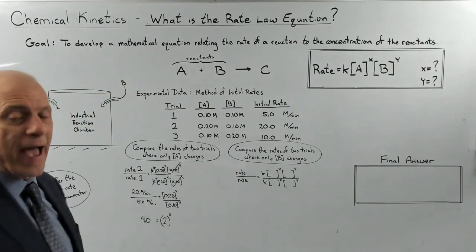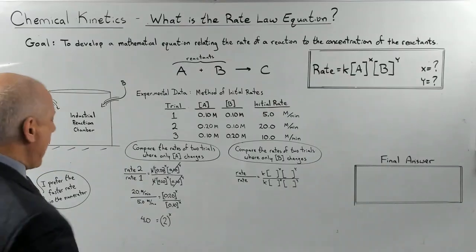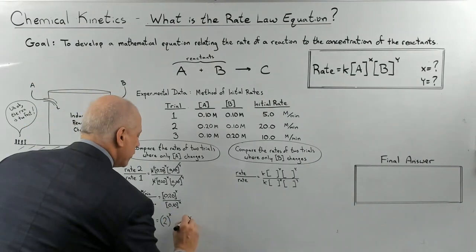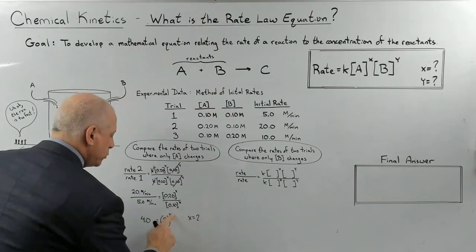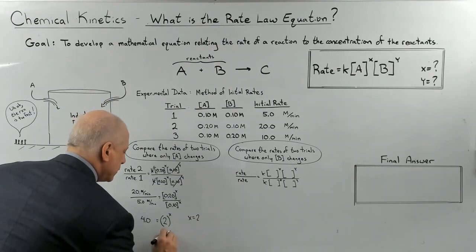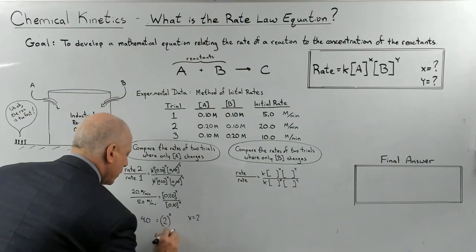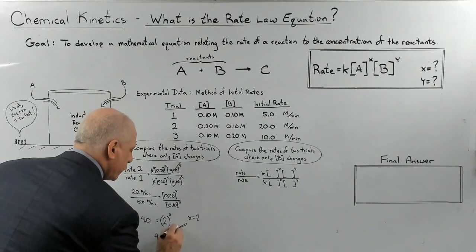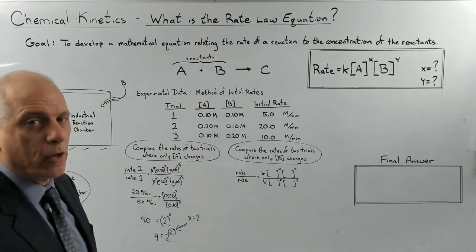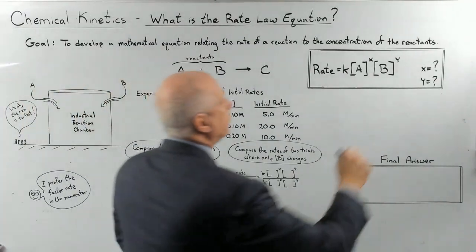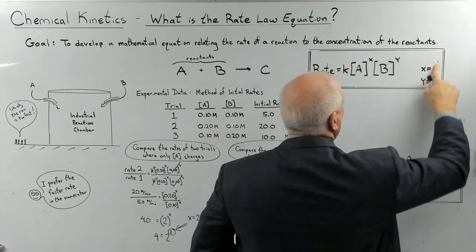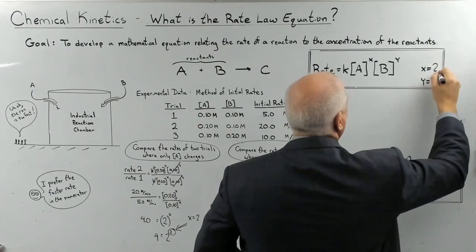And so now we have to ask ourselves, what is that exponent? In this case, the exponent is going to be equal to 2, because 2 to the 2 power is 4, and that is what we're looking for. We're looking for the order. So the value of x is going to be 2. So I'm going to come over here. We know that x is equal to 2.